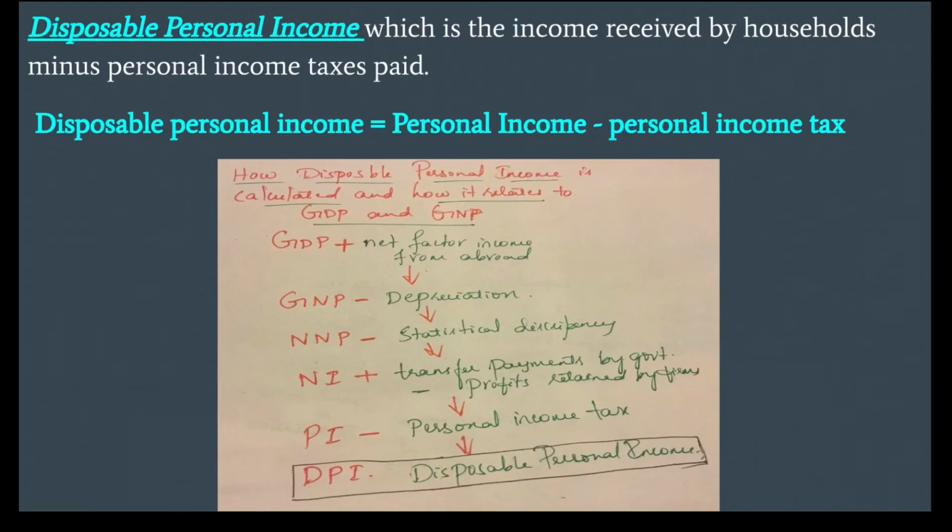GDP plus net factor income from abroad gives you GNP, and if you subtract depreciation, you get net national product. If you subtract statistical discrepancy, you get national income. If you add transfer payments by government minus profits retained by firms to national income, you get personal income. And if you subtract personal income tax from personal income, you get disposable personal income. This is how disposable personal income is calculated, and how it is related to GDP and GNP.